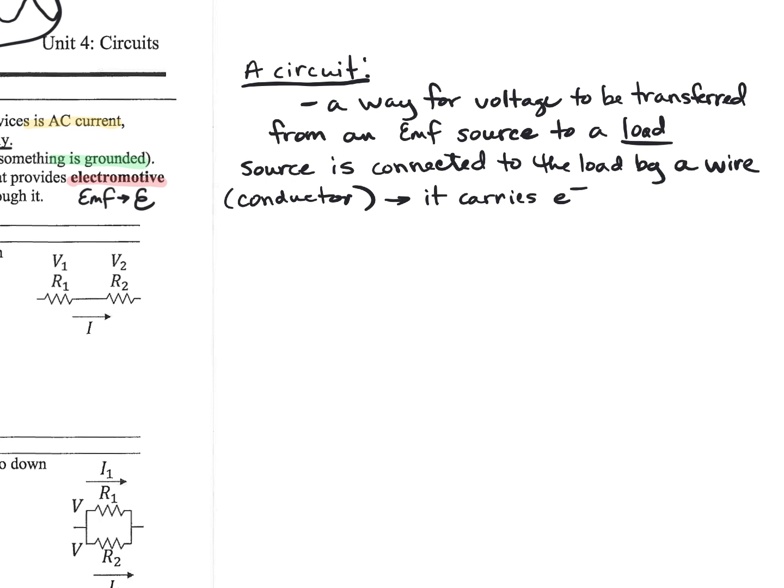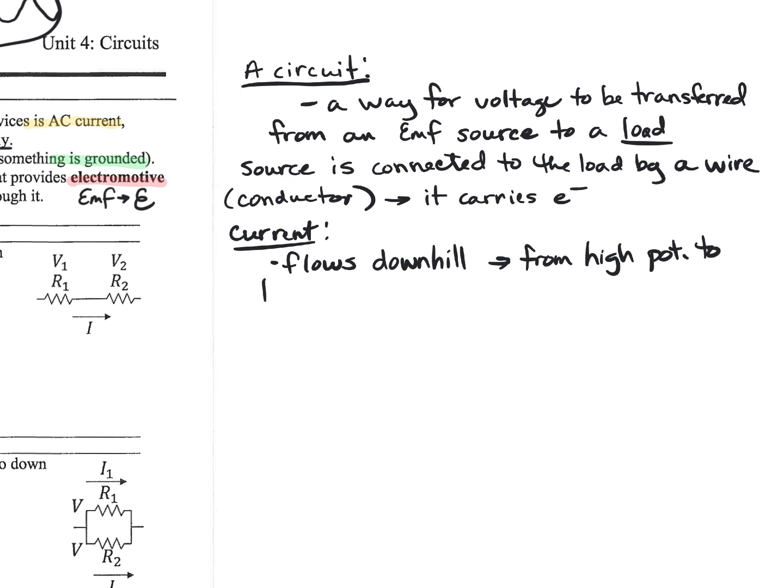Okay? So, things you need to know about current. It flows, what? Yep, downhill, so to speak, right? From high potential to low potential. And high potential is positive charge, right? And low potential is negative charge, okay?